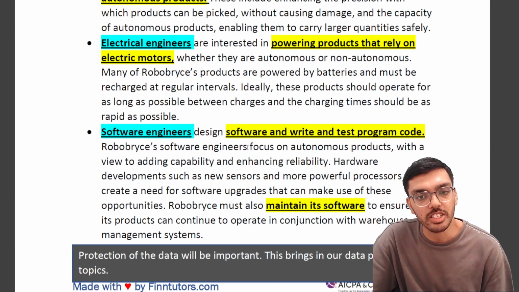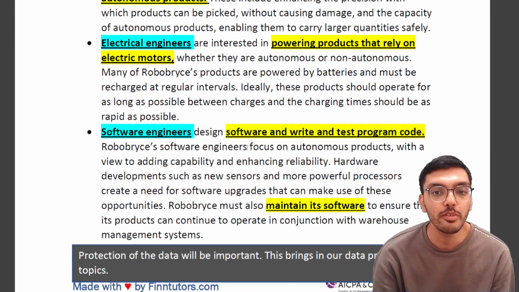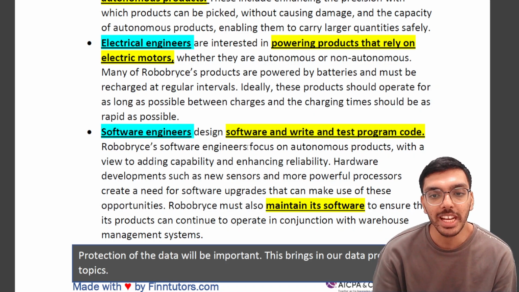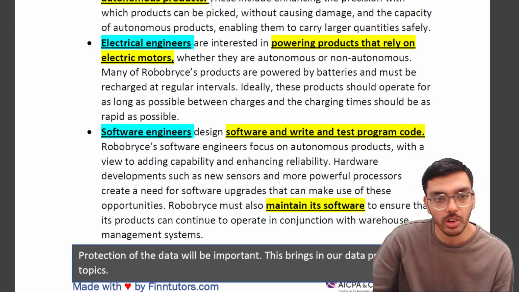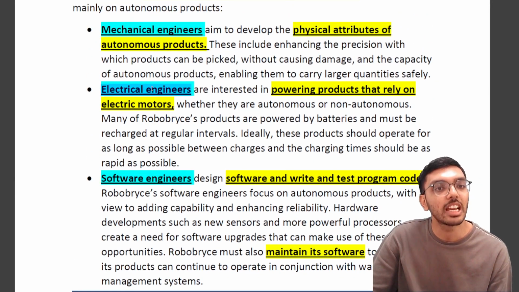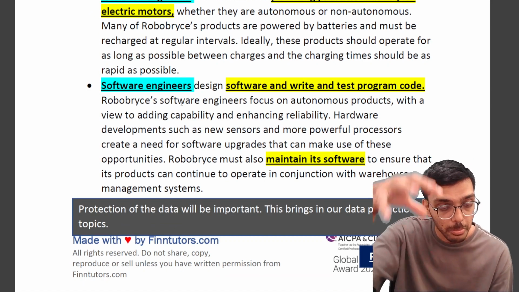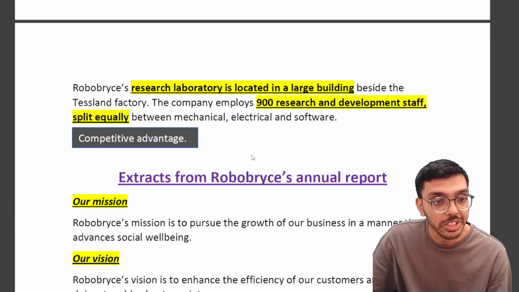Hardware developments such as new sensors and more powerful processors create a need for software upgrades that can make use of these opportunities. Robobryce must also maintain its software to ensure that its products can continue to operate in conjunction with warehouse management systems. So all three are very important for us. Software engineers, electrical engineers, and mechanical engineers, all three are vital. Protection of this data will be important, bringing in your data protection topics.